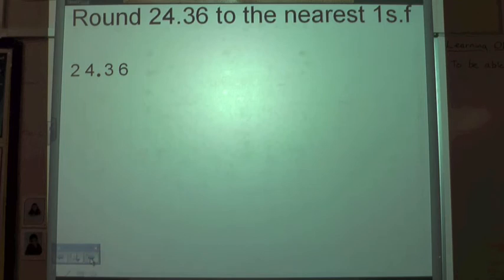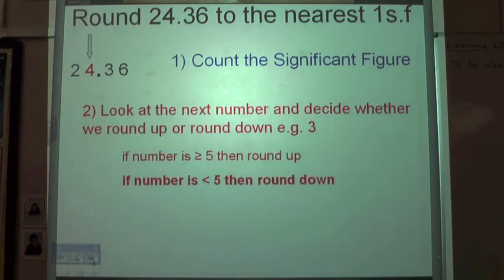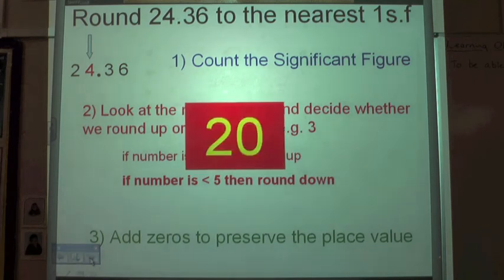And again, with some decimals here, but 1 significant figure, so we're still just looking at that first number 2. The significant figure at the front. Look at the number afterwards, as per usual. 4 is less than 5, so the 4 would round down. Put your zeros back in to preserve your place value, giving us an answer of 20. So we've rounded to 1 significant figure, so we have 1 non-zero number at the front of our answer.